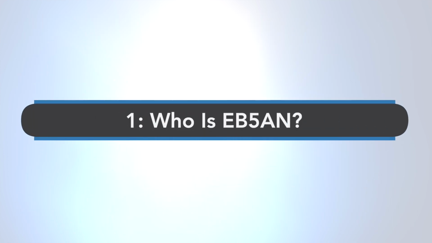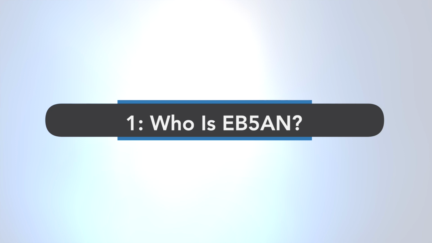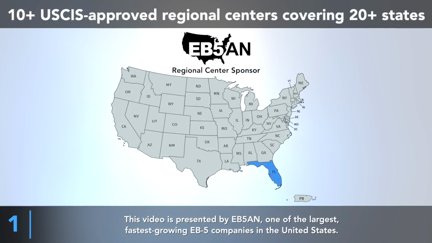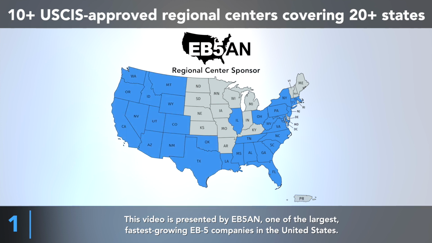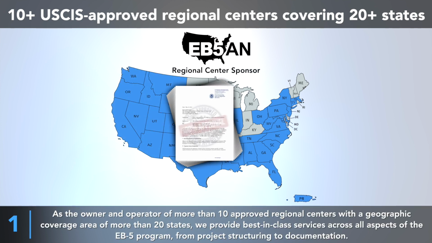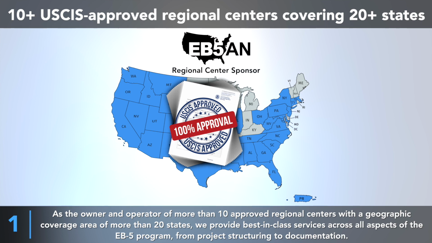1. Who is EB-5AN? This video is presented by EB-5AN, one of the largest, fastest-growing EB-5 companies in the United States. As the owner and operator of more than 10 approved regional centers with a geographic coverage area of more than 20 states, we provide best-in-class services across all aspects of the EB-5 program, from project structuring to documentation.